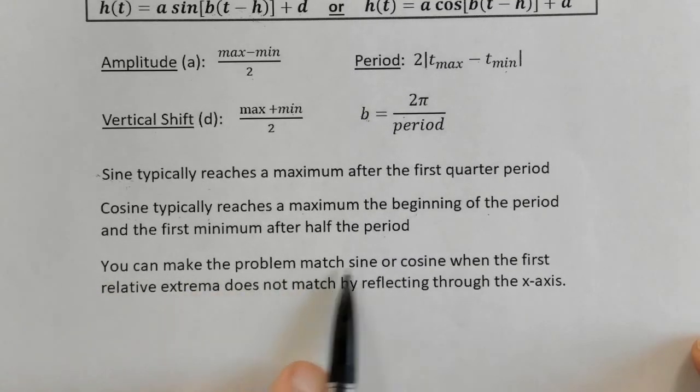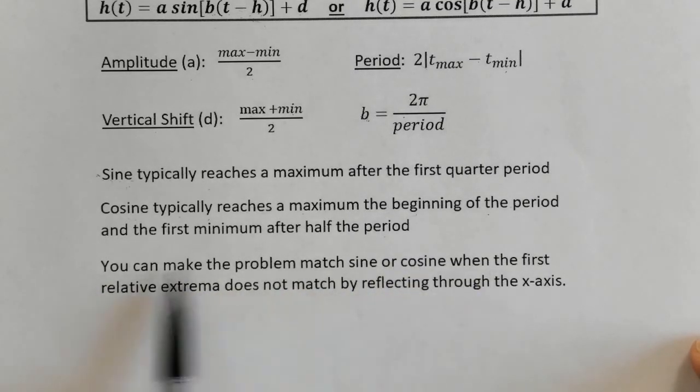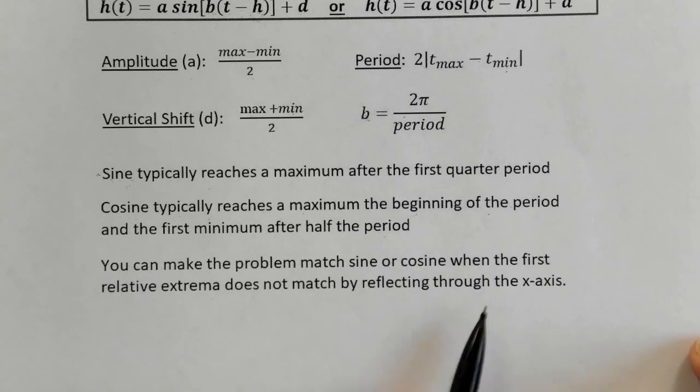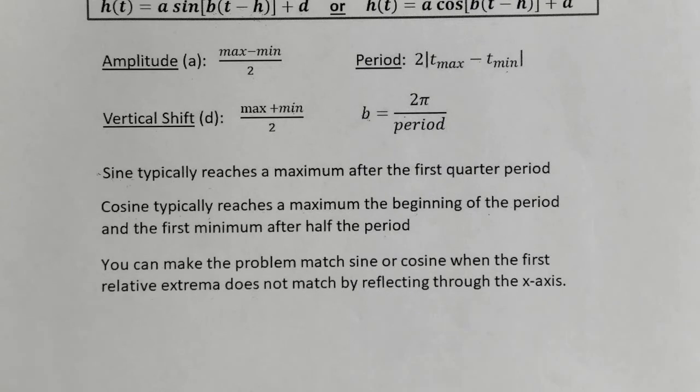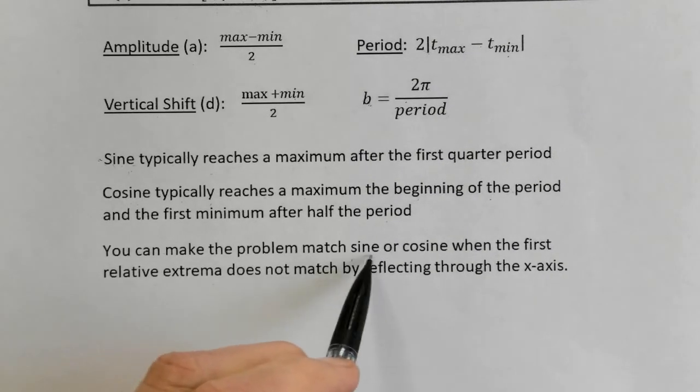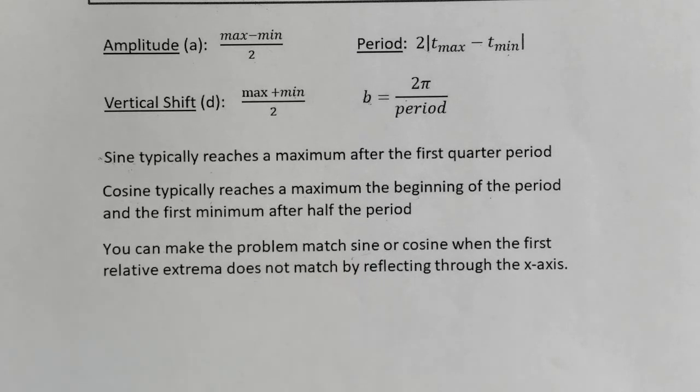You can make the problem match sine or cosine when the first relative extrema does not match by reflecting through the x-axis, right? And that's typically when you're trying to create the sine equation, okay? And the first thing that you come to is a relative minimum, right? And I'll show you how to do that when we get into our specific problem, and what we mean by that.